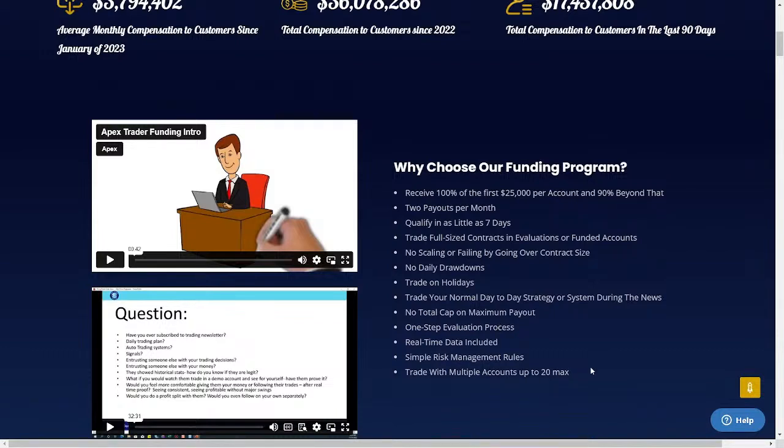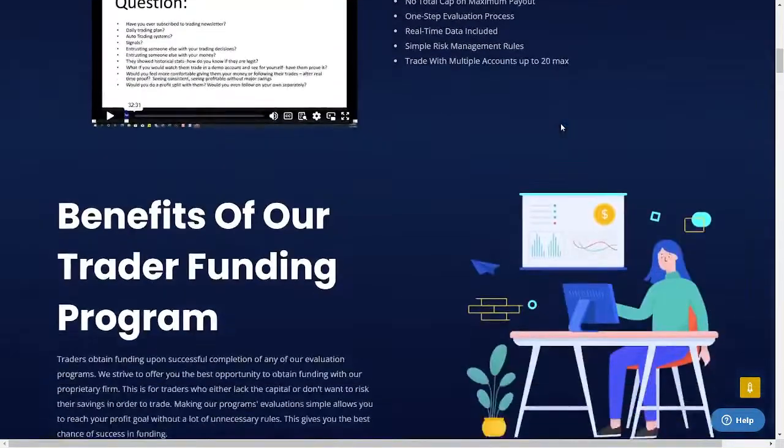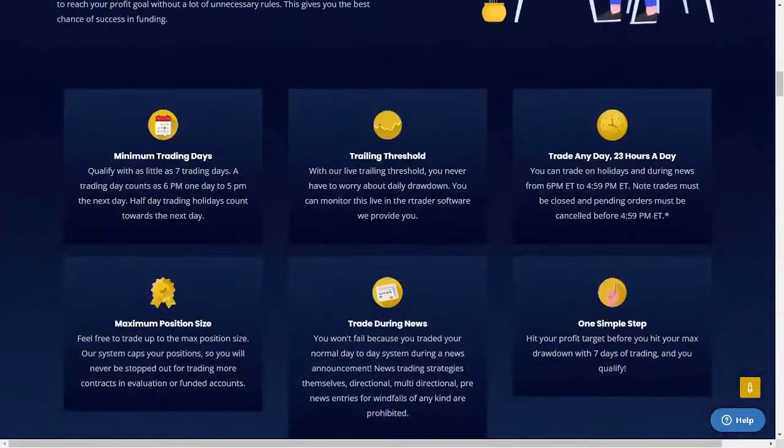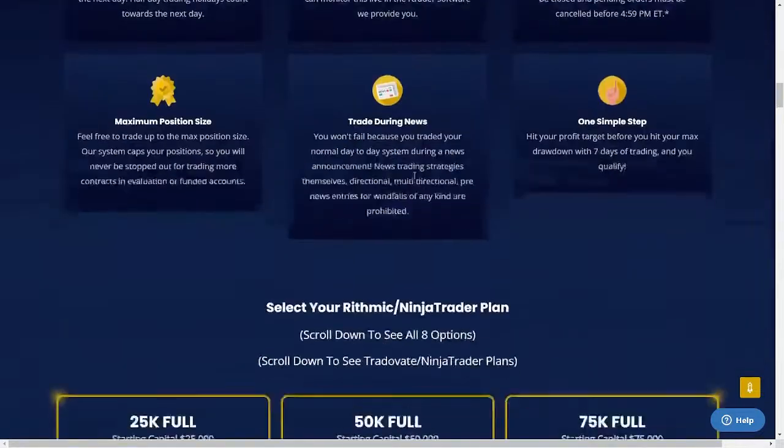Another distinguishing factor for Apex is the fact that they allow you to have up to 20 accounts with them so that you can get a lot of capital with this prop firm. And you can use a trade copier tool in order to link them together should you choose to do so. Scrolling down a little bit further, you'll see that they highlight minimum trading days, one simple step, trailing threshold, key things to pay attention to.